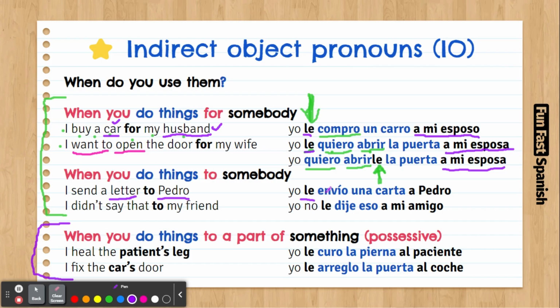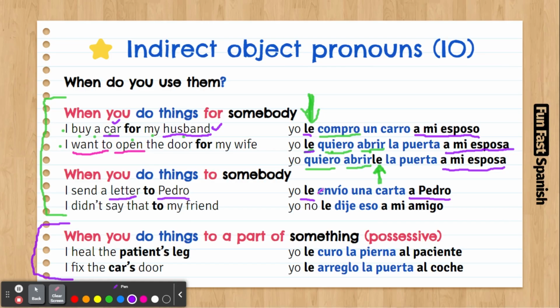So let's say this in Spanish. Yo le envío una carta ¿a quién? A Pedro. Why do we use le? Because Pedro is a third person, right? This is actually a guy. Pedro is like Peter. So, yo le envío una carta a Pedro. It's like I send him a letter to Pedro.